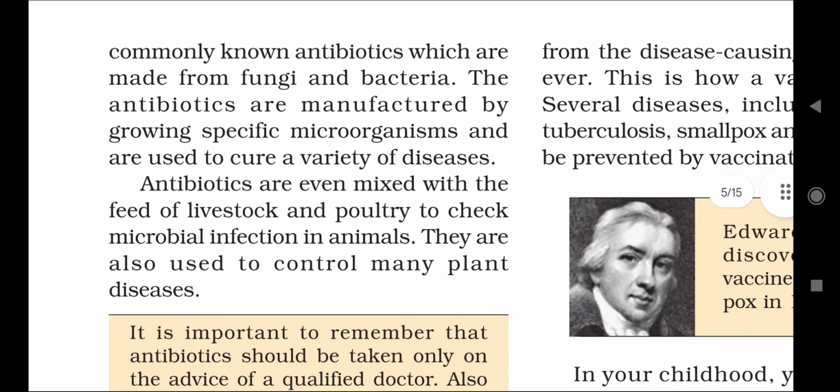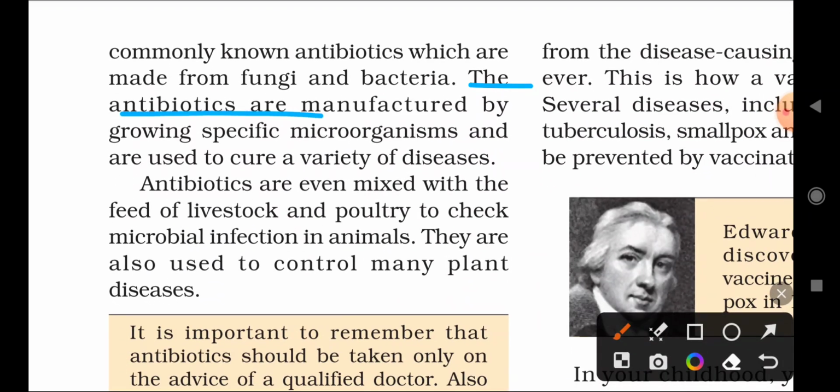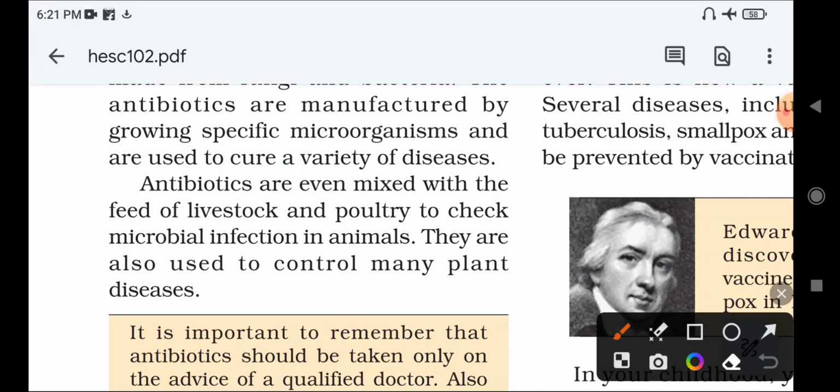The antibiotics are manufactured by growing specific microorganisms and are used to cure a variety of diseases. Antibiotics are prepared by growing specific organisms. Depending on which antibiotic we want, we grow that specific kind of microorganism and cure a particular disease. Depending on our need, we prepare the antibiotics with the help of the needed microorganisms.